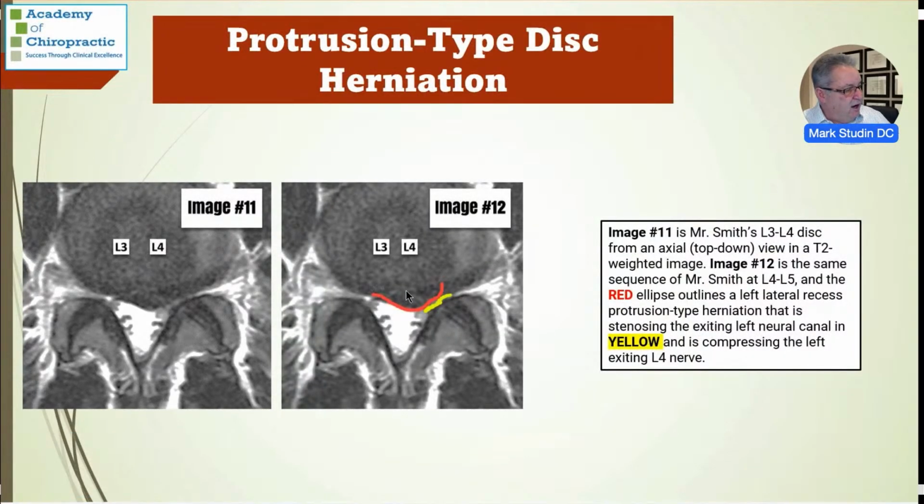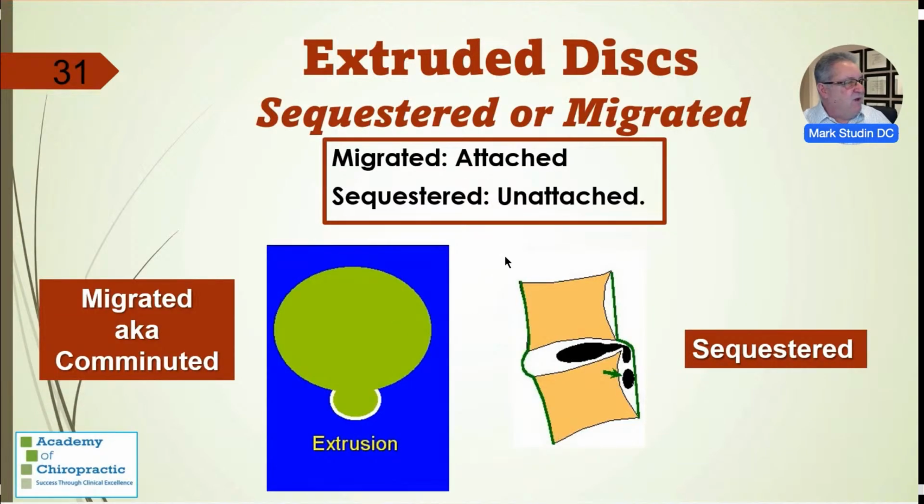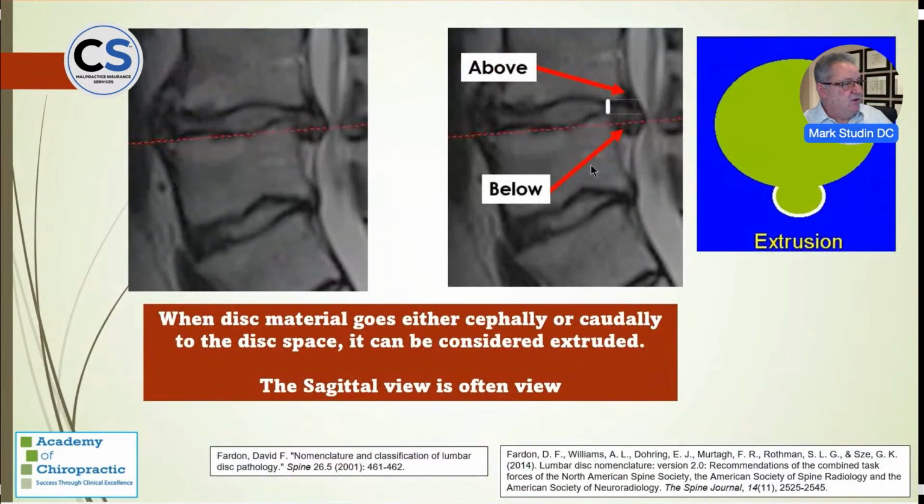If we look at it here, here's the base, here's the apex. That's a protrusion, and it's stenosing the neural canal. And I've colorized things to make it easier for you. Then we've got an extruded disc. An extruded disc can be migrated or common unit, meaning attached, or fragmented or sequestered. They're both extrusions.